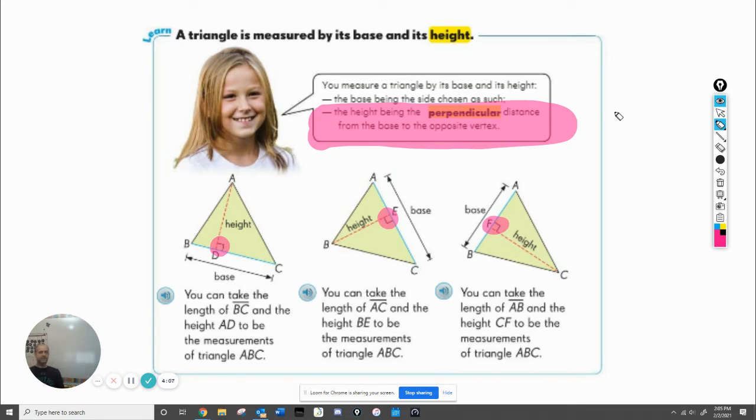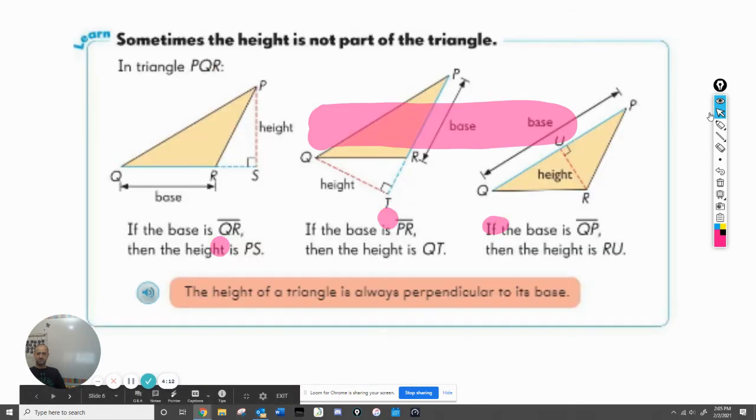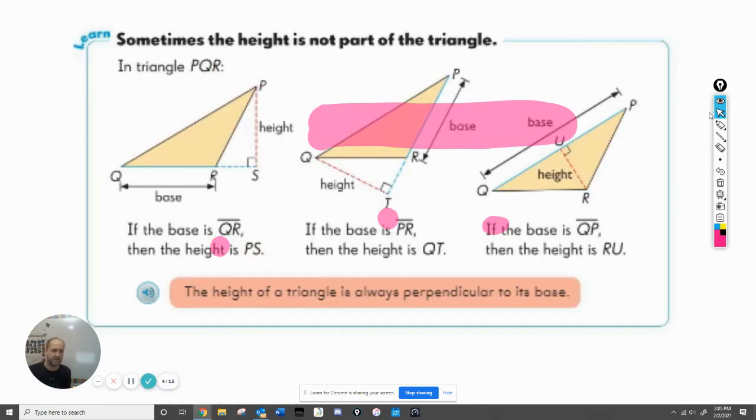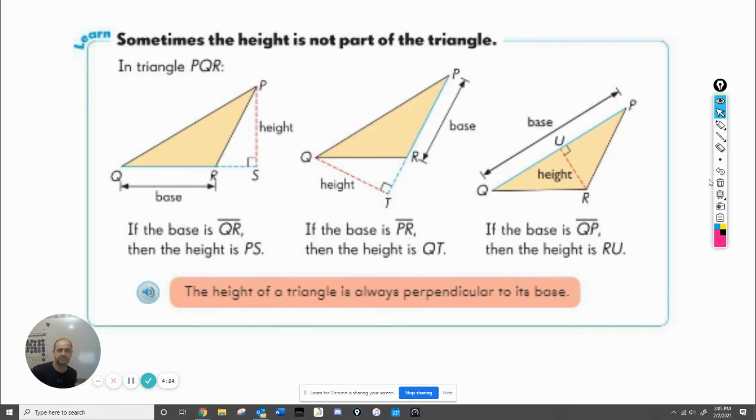There's one little bit of business that's going to trip you up here. This guy right here, where it says sometimes the height is not part of the triangle. So this is still your base, this measurement from Q to R, not from Q to S, because this bit isn't part of your triangle. Q to R is your base. The base is the measure of any one side of a triangle.